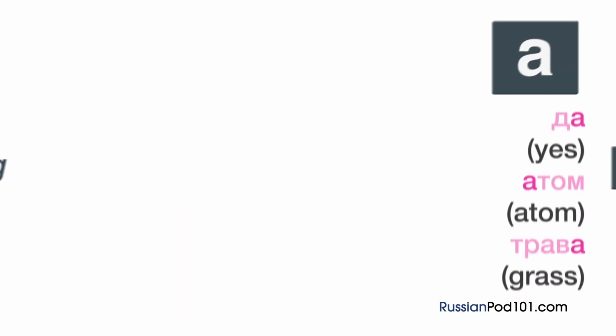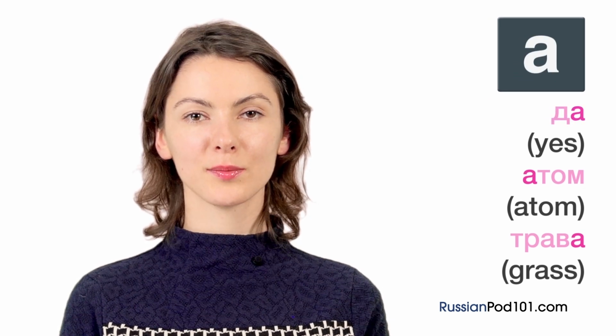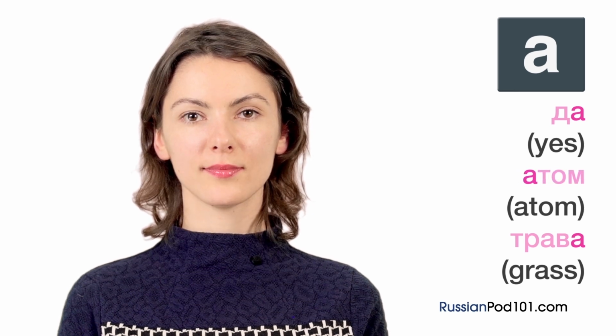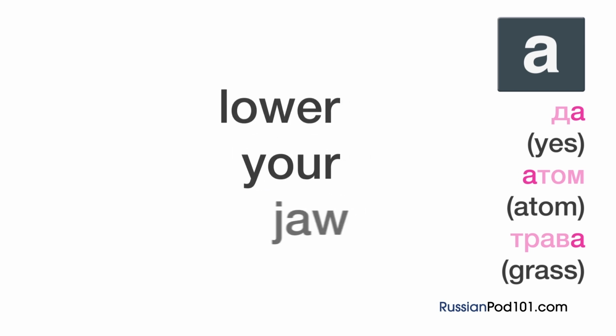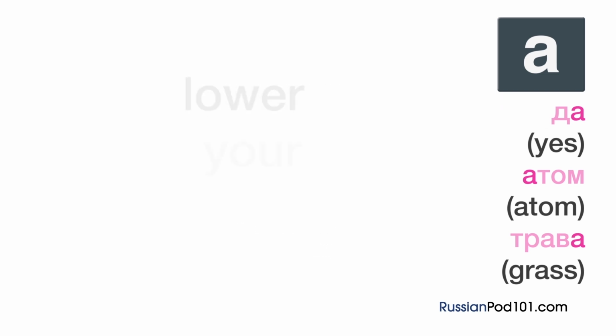The first vowel is А. Да, атом, трава. This vowel sound is identical to the A in far. Be sure to lower your jaw and allow the mouth to open completely.